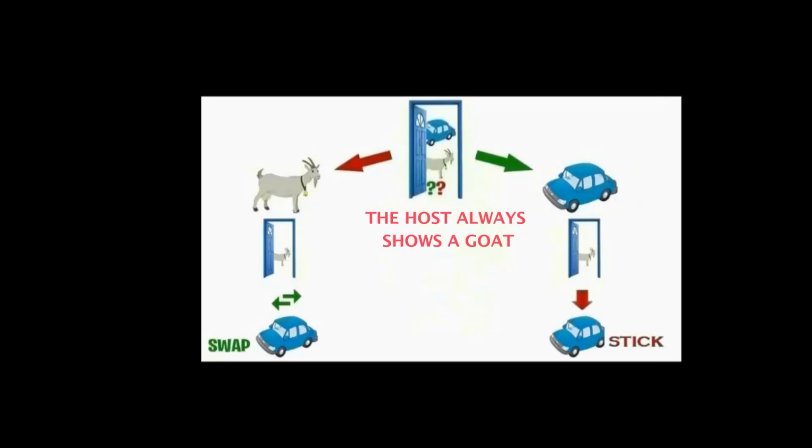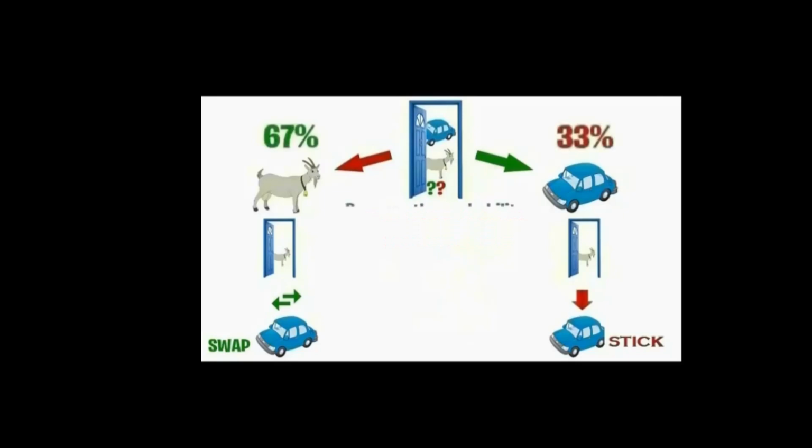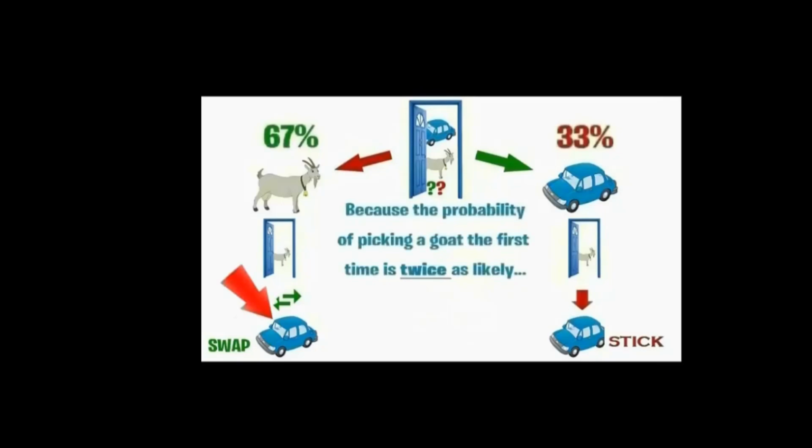Now, if you know which one you picked, it's very easy. If it turned out to be a goat, you would swap. If it turned out to be a car, you would stick. But of course, you don't know that. But there is a 67% probability that you would pick a goat and only a 33% probability that you would pick a car. Therefore, because the probability of picking a goat the first time is twice as high, you should swap.